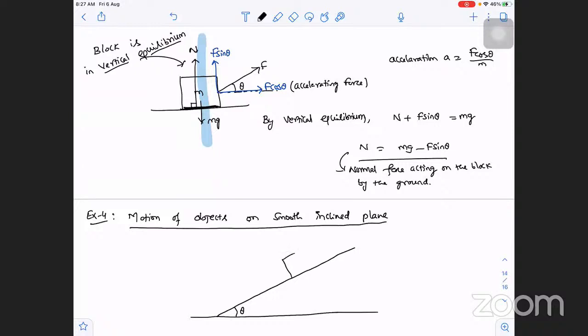Now I'm keeping an object of mass m, a block of mass m. Then what happens? Will it stay there, slide down, or go up? Which option will you choose? It's very smooth. Yes, it will slide down. Then find the acceleration of the block. With what acceleration will it slide down?